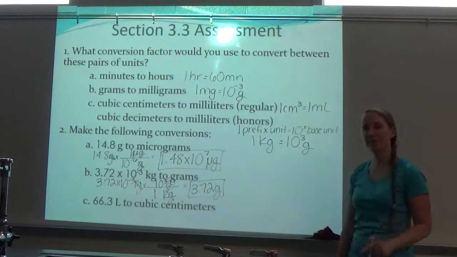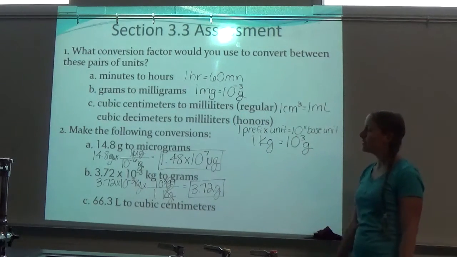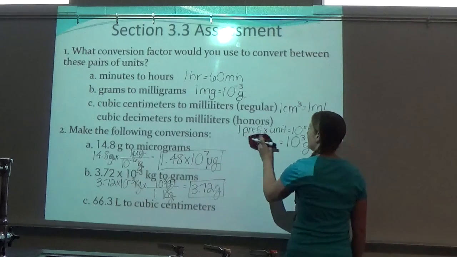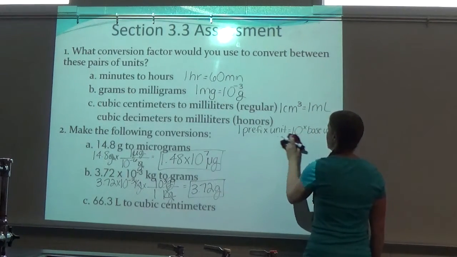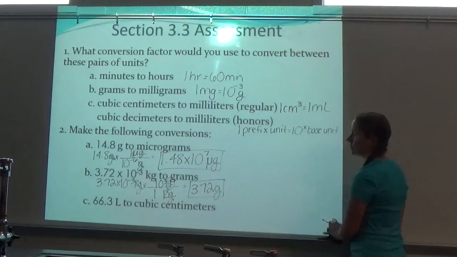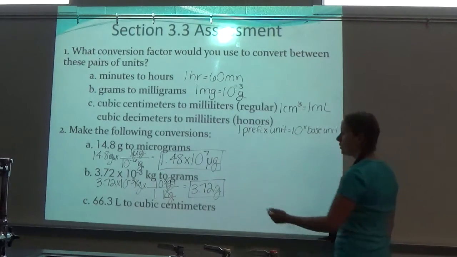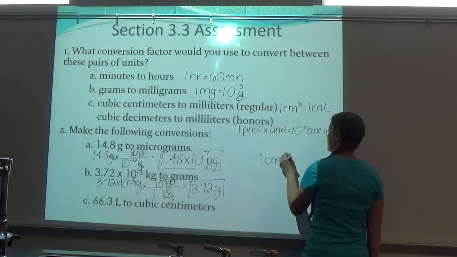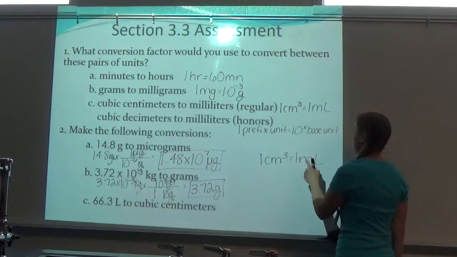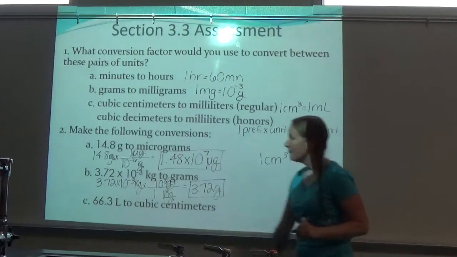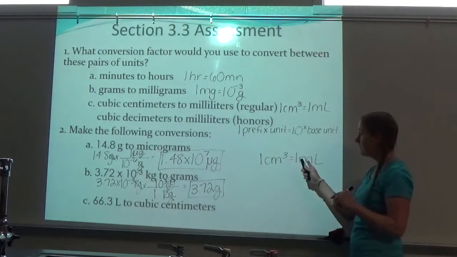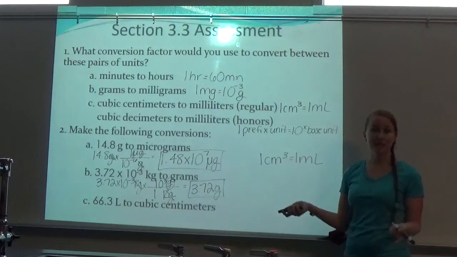And that's it. All right, so let's move on to our bottom one. We have 66.3 liters to cubic centimeters. We're going to have to use 2 conversion factors here. One of them we know: whenever you see cubic centimeters, I want you to think of this one. 1 centimeter cubed equals 1 milliliter. So I can get to milliliters, but it's giving me liters. Okay, so I have 1 prefix, milli, so I'm going to have to use my SI chart.